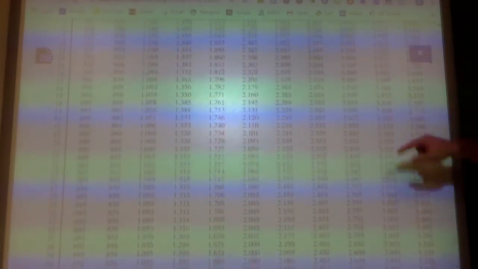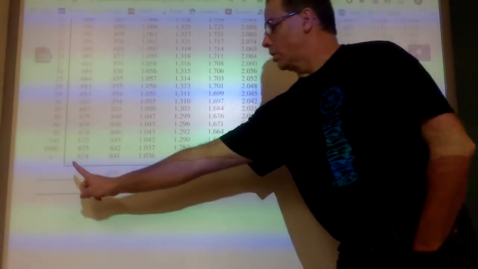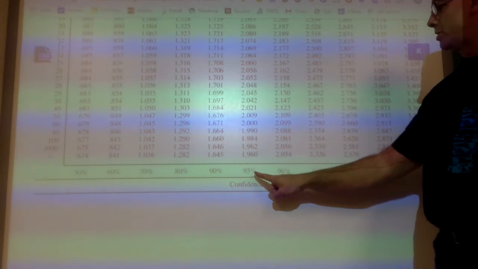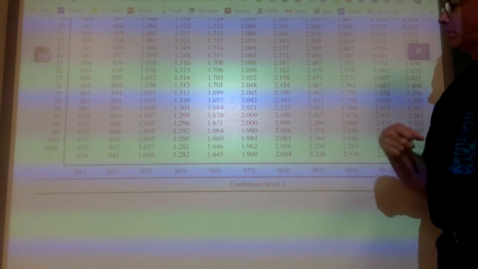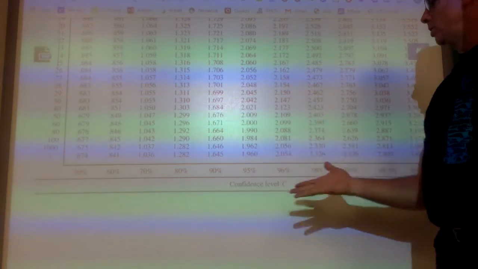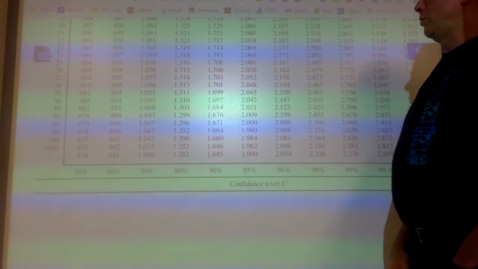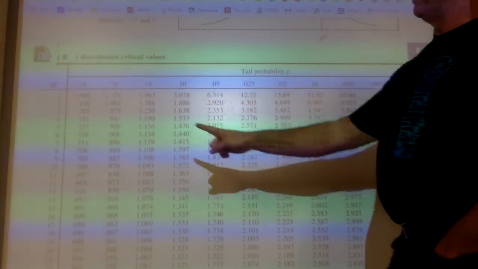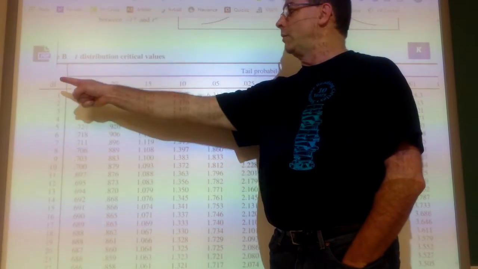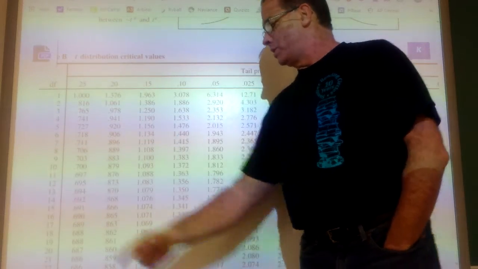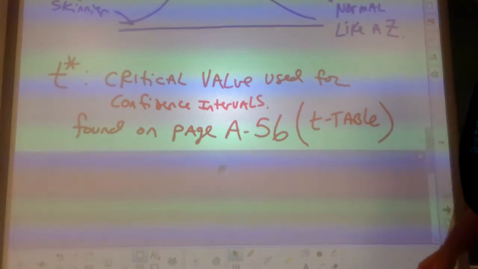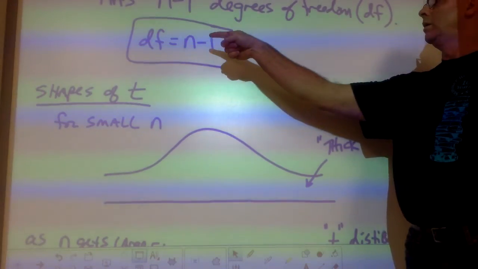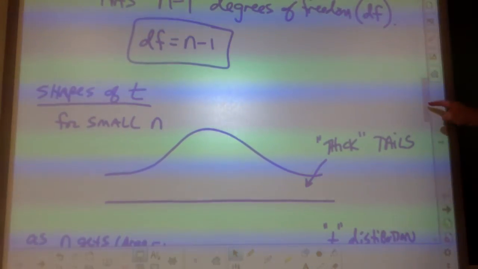From the back of our book, along the bottom we look up our confidence level. For example, 95%, we look here, 1.960. We've already done and used this t-table. The difference is now we have to pay attention to our degree of freedom on the side, which is our sample size, take away 1, is the degree of freedom that we're going to use.